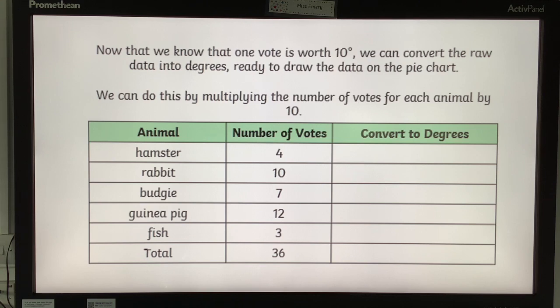So if I've got 2 votes, how many degrees would that be? If 1 is 10 degrees, then 2 votes is 20 degrees. 3 votes would be 30 degrees. So I'd like you to have a go at completing that table for me, please.